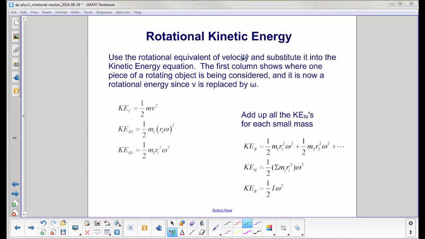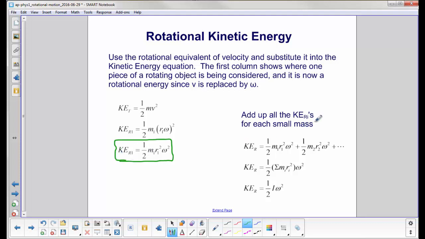We'll use the rotational equivalent of velocity, which is angular velocity, and substitute it into the kinetic energy equation. The first column here shows one piece of a rotating object, where the object is moving at velocity v, a linear velocity. And we now want to see what its rotational energy is as this object rotates. So we replace v with r omega, and you can see we're now using subscripts. This is just one small piece of the object. So we have 1/2 m_i times r_i omega, the quantity squared. We square it, and we now have this term here for the rotational kinetic energy of one small piece of the object.